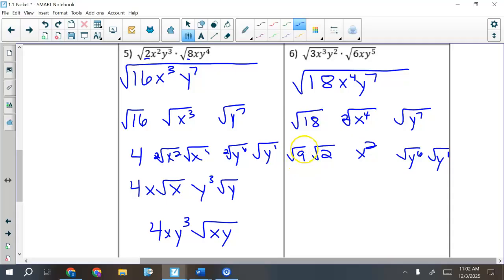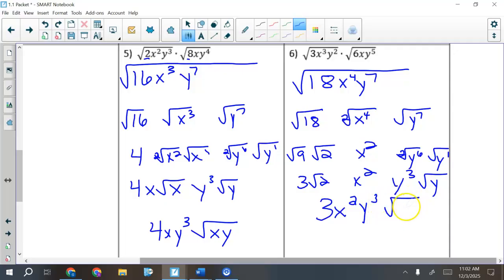So then we go, what is the square root of 9? 3. So 3 times square root of 2, we still have that x squared. What is the square root of y to the sixth? Since that's a 2, 6 divided by 2 is 3, y to the third, and then we still have that y at the end. So final answer should be 3x squared y to the third times the square root of 2y.